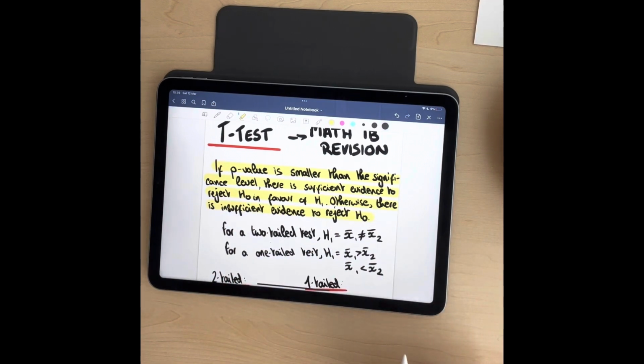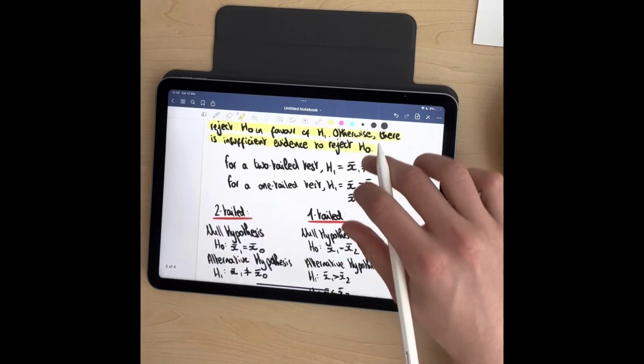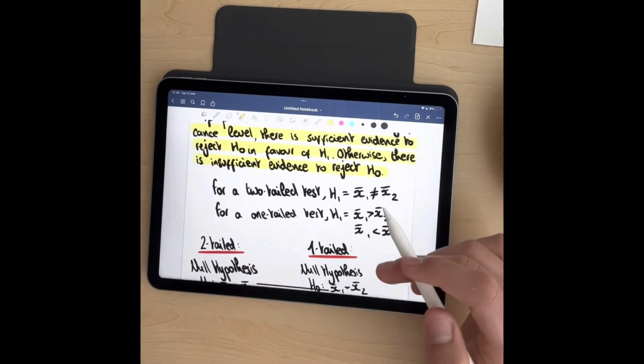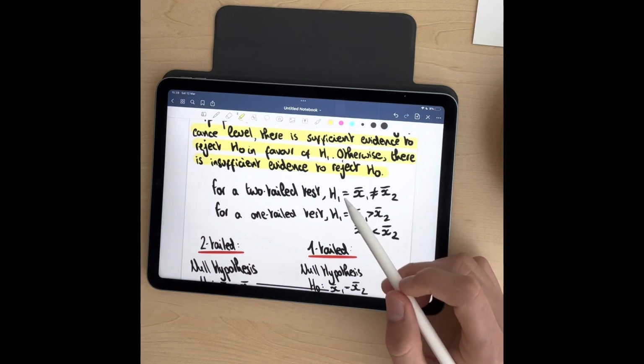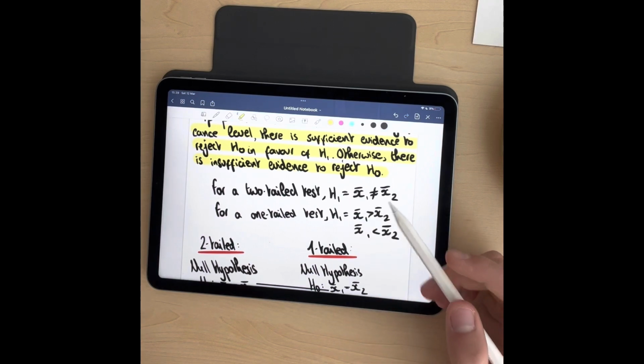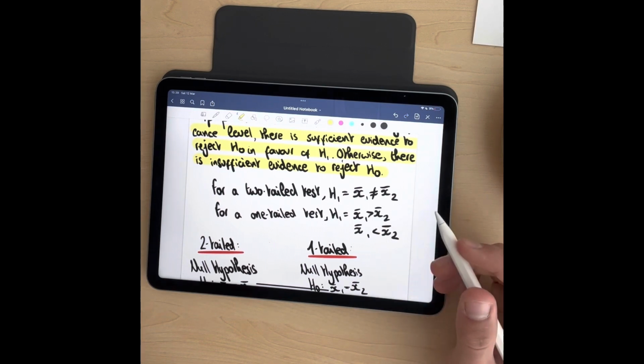If the p-value is smaller than the significance level, there's sufficient evidence to reject H0 in favor of H1. Otherwise, there is insufficient evidence to reject H0. H0 is the null hypothesis and H1 is the alternative hypothesis. As you can see here, in a two-tailed t-test, the alternative hypothesis is that the mean values of x1 and x2 aren't equal.